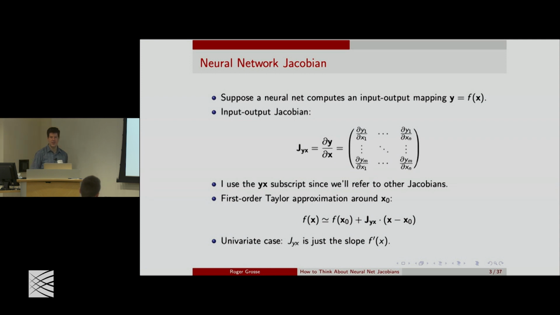And the reason we care about the Jacobian is that it defines the first-order Taylor approximation to the network's function around a particular input. So we can approximate the network's output at a point x in terms of the output at some other point x0 plus the Jacobian at x0 times the difference x minus x0. So it's just the standard first-order Taylor approximation. And the univariate case is just the slope f prime of x. So you can use that to get an intuition for the Jacobian.